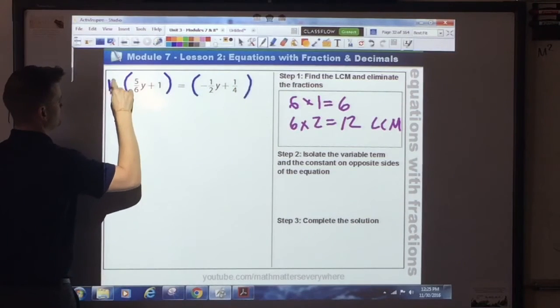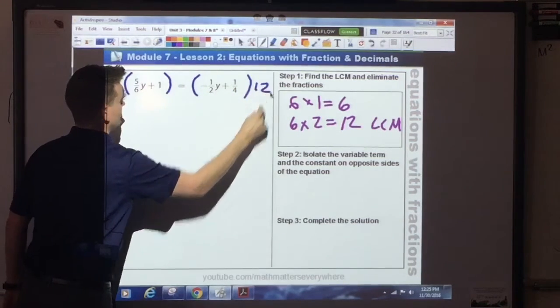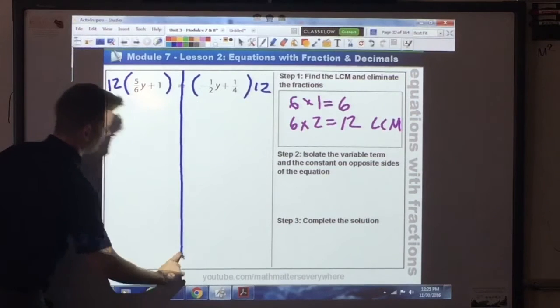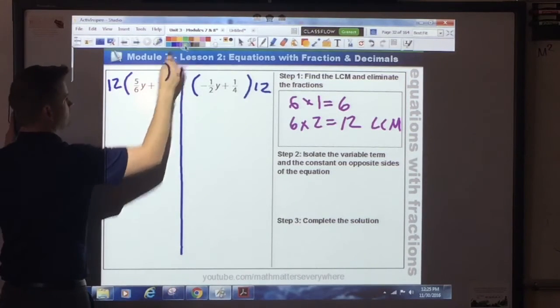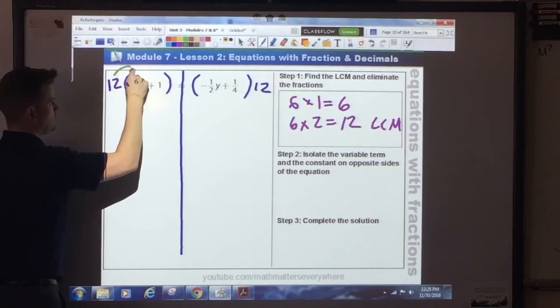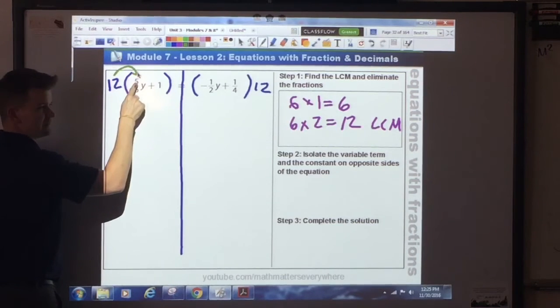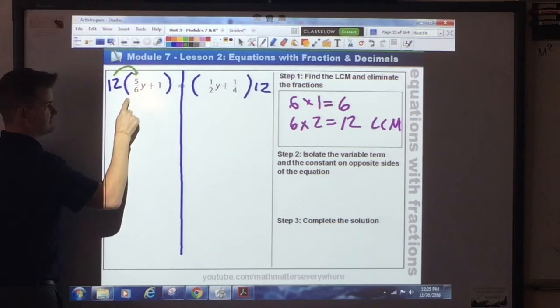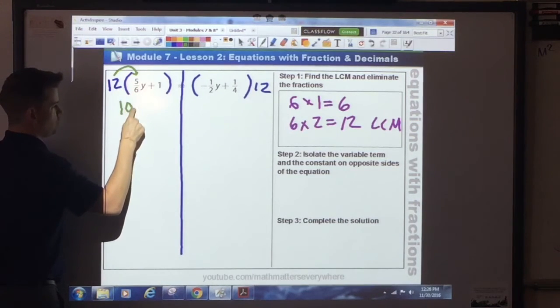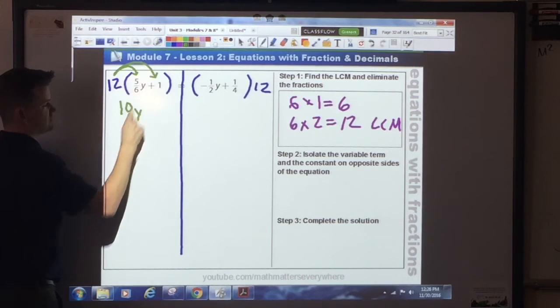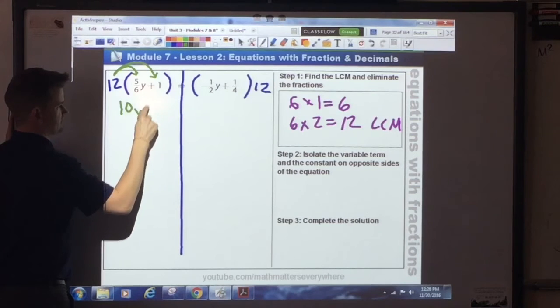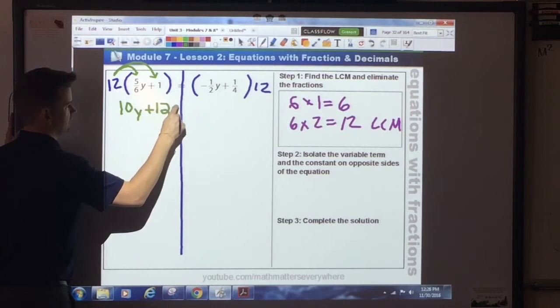And this is where you got to be careful. If you multiply wrong here, everything else you do after this point will be 100% wrong. So, little arrows help me remember that I've multiplied. So I do a little arrow. 12 times 5 is? 60. 60 divided by 6 is? 10. Don't forget the y. That one's done. 12 times 1 is? 12. And don't forget that's positive, so plus 12.